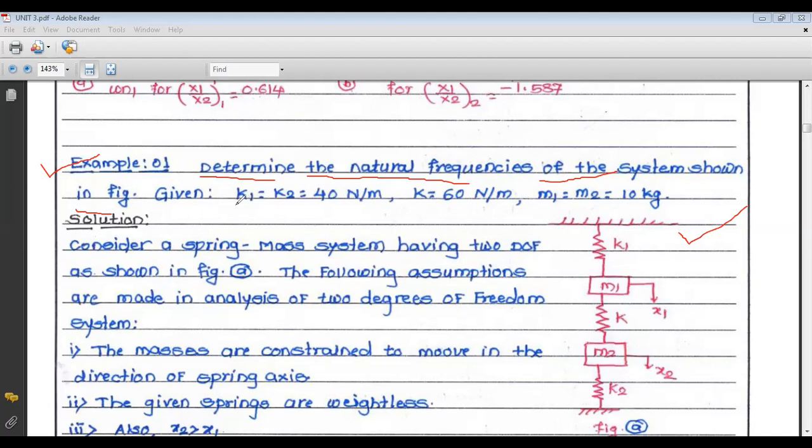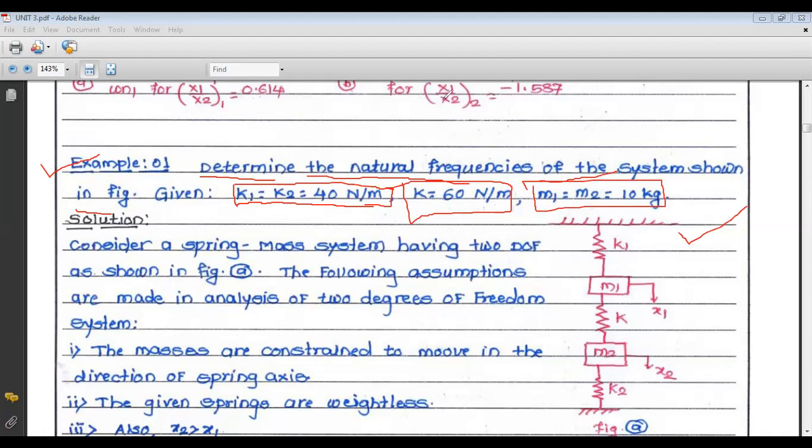Given that K1 is equal to K2, which is equal to 40 Newton per meter. The value of K is given, that is 60 Newton per meter, and the masses are given. Both masses are the same, M1 is equal to M2, which is equal to 10 kg. We have to determine the natural frequency of the system. This type of problem is generally asked in the exam, up to 10 marks.